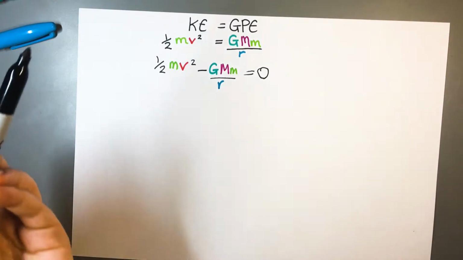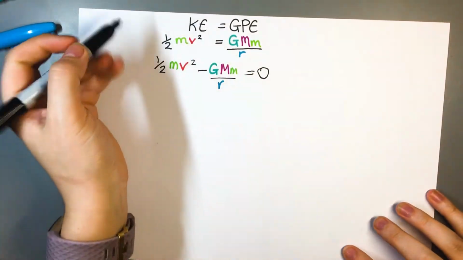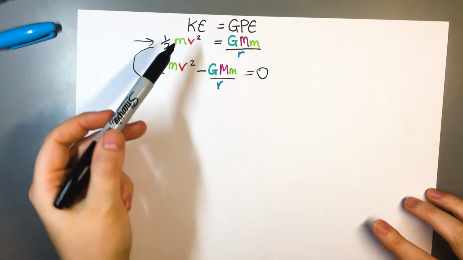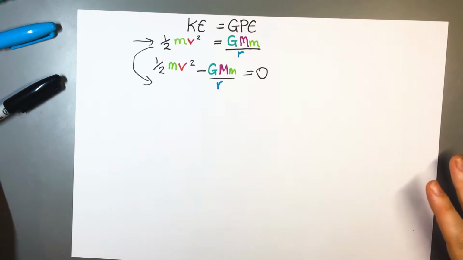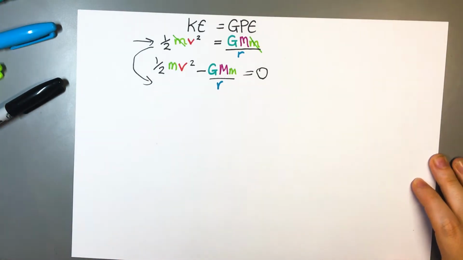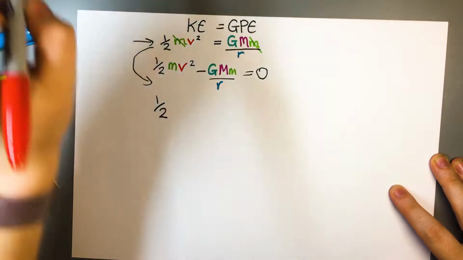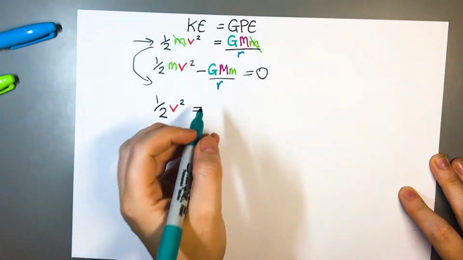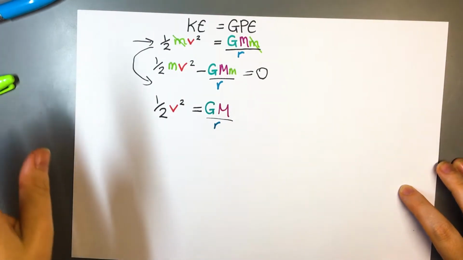If I want to rearrange this, another way of writing that is like that. Looking back up to here, imagine I'm taking this down here now. The first thing I can do is cancel out my m's. I'm going to colour coordinate this so it makes a bit more sense. I'm going to cancel out these two m's, and that's going to leave me with a half v squared equals GM over r.